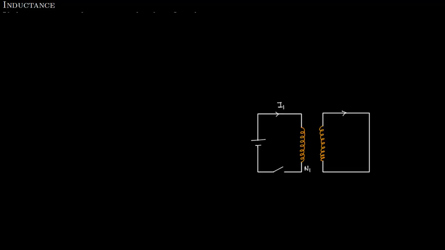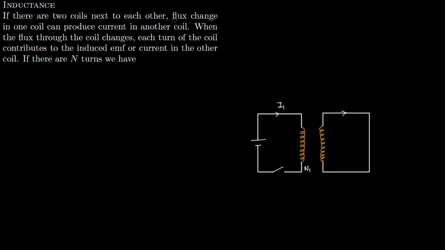We now talk about inductance. So say there are two coils which are right next to each other, and the flux change in one coil can produce current in the other coil. Since you're changing flux in one of the coils, the other coil will also experience this change in flux because they're close to each other, and because of Lenz's law, the current will be produced.